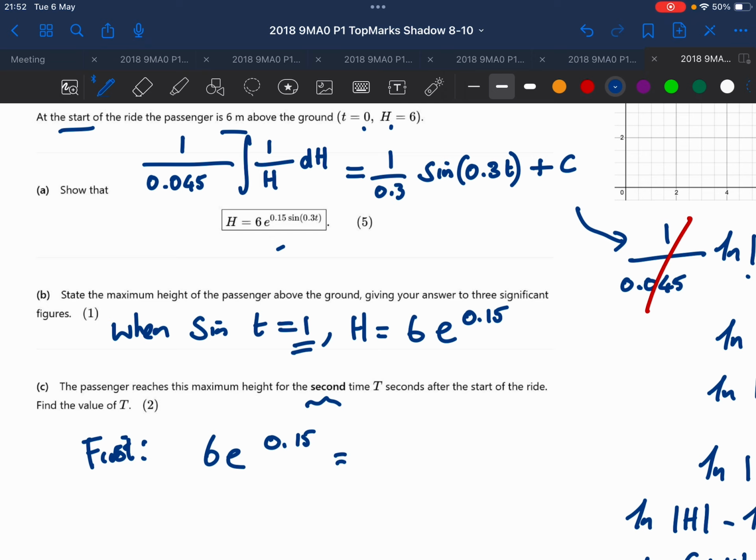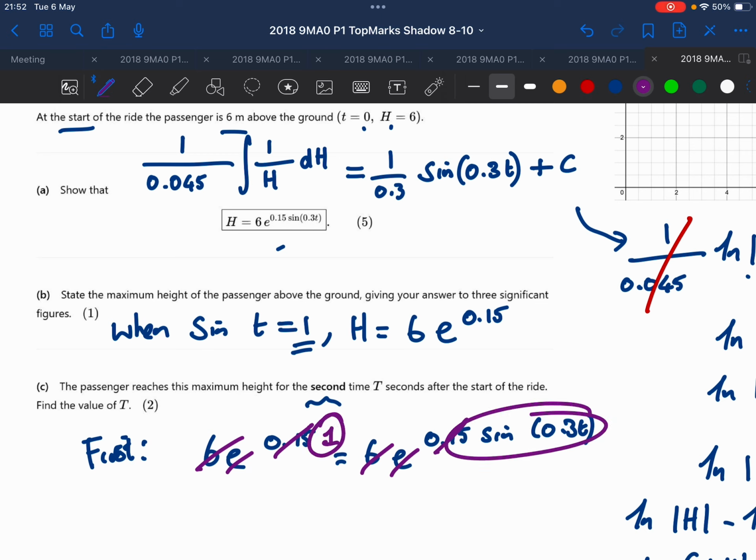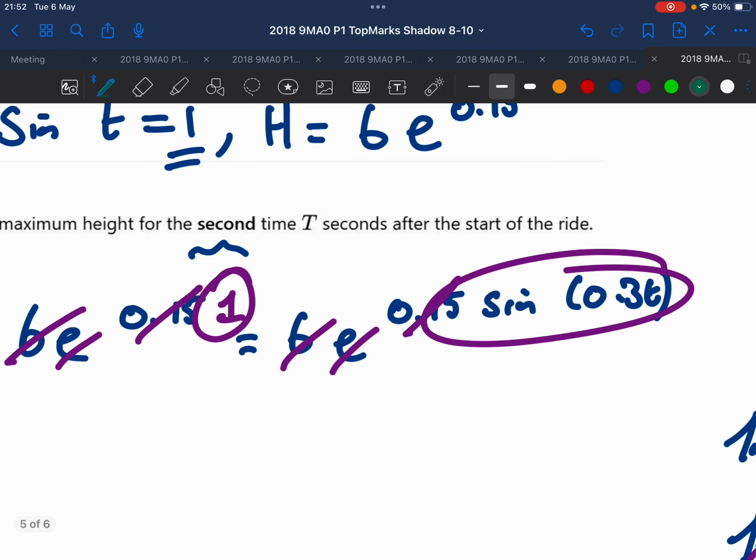I'm going to show you something that lots of students do. They would set this equal to 6e to the 0.15 sine 0.3t. But can you see that if I do that, 6e to the 0.15, I'll put a 1 there, really what you're solving is the point when my sine graph is equal to 1.